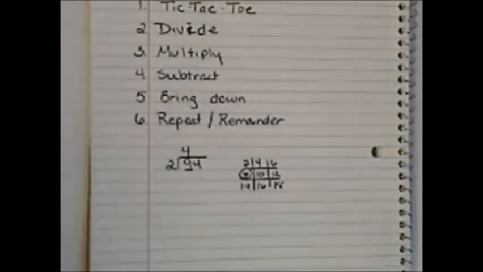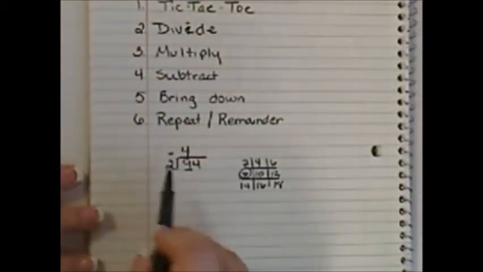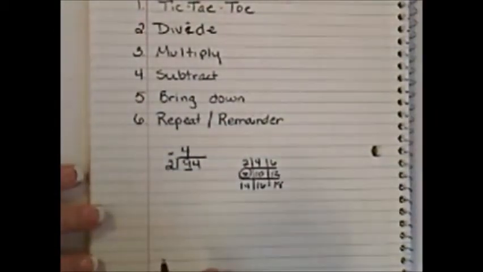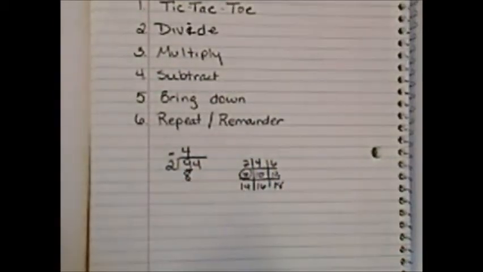Jonathan? 2 times 6. Not 2 times 6, because I don't have a 6 in my problem. 2 times 4. Yeah, I'm going to take my 4 times my 2, and that equals 8. Okay, so far this is kind of looking like what we've done before, right? Yes. So we're pretty good on this part of it.